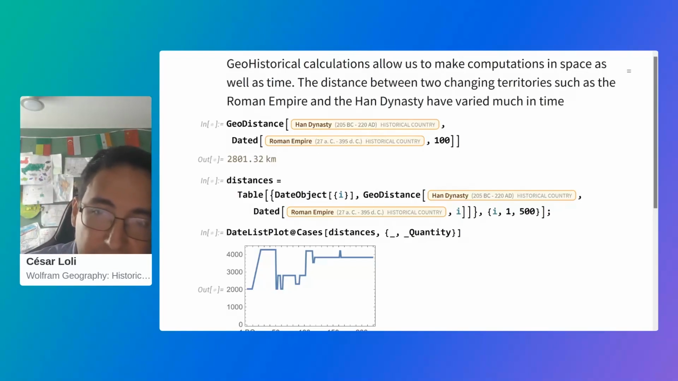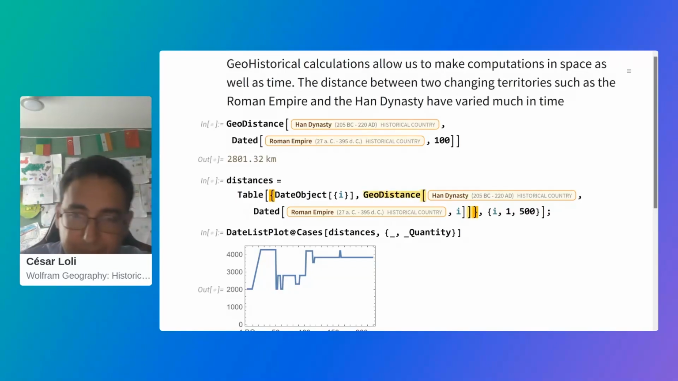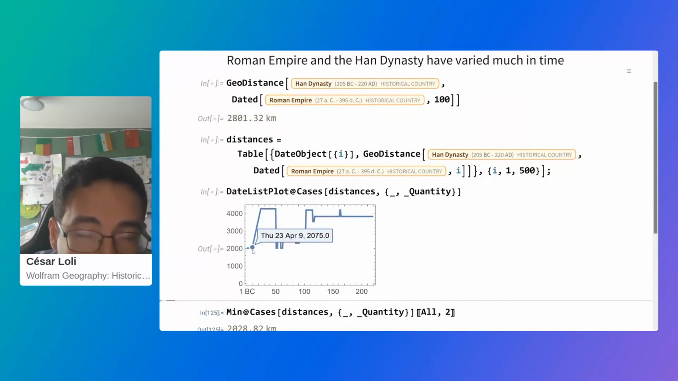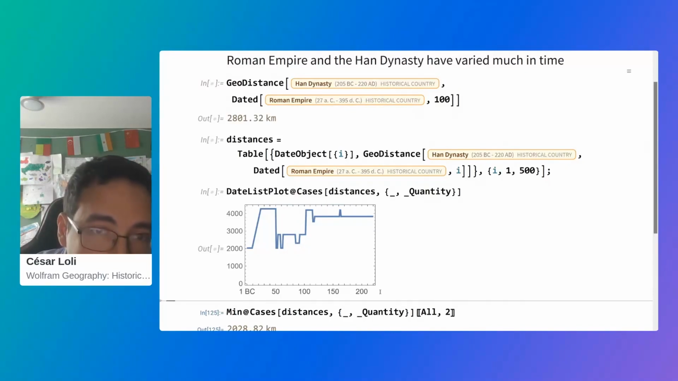We can do this for large amounts of time. So we can see here, again, a time series. We can see a chart with how the distance between these two nations grew longer and shorter across time, depending on the expansion of these two kingdoms.